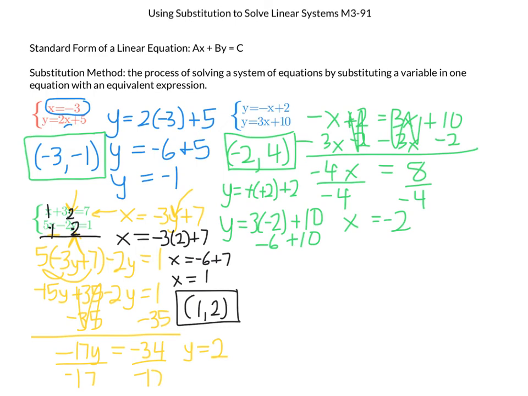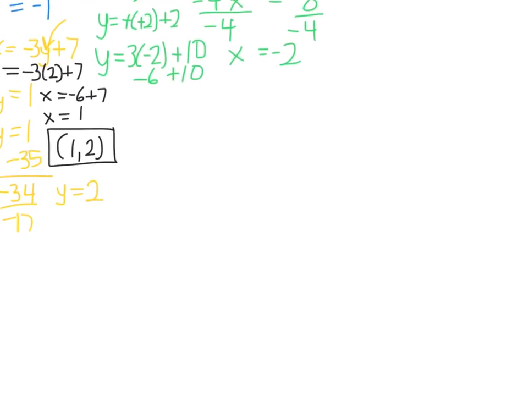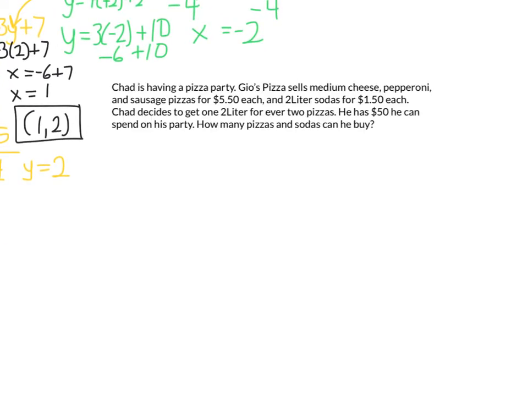So let's do a word problem. I'm going to need a little more room, so I'm going to move it off to the corner like this. So let's say Chad is having a pizza party. Gio's Pizza sells medium cheese, pepperoni, and sausage pizzas for $5.50 each, and 2-liter sodas for $1.50 each. Chad decides to get 1 2-liter for every 2 pizzas. He has $50 he can spend on his party. How many pizzas and sodas can he buy?